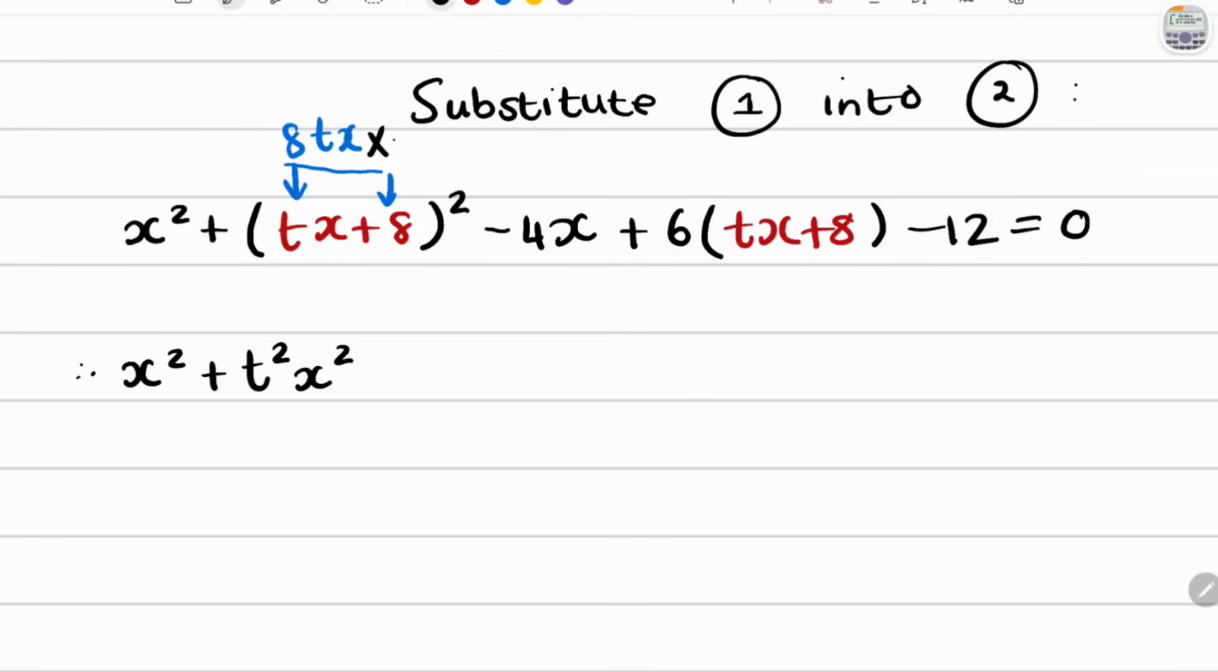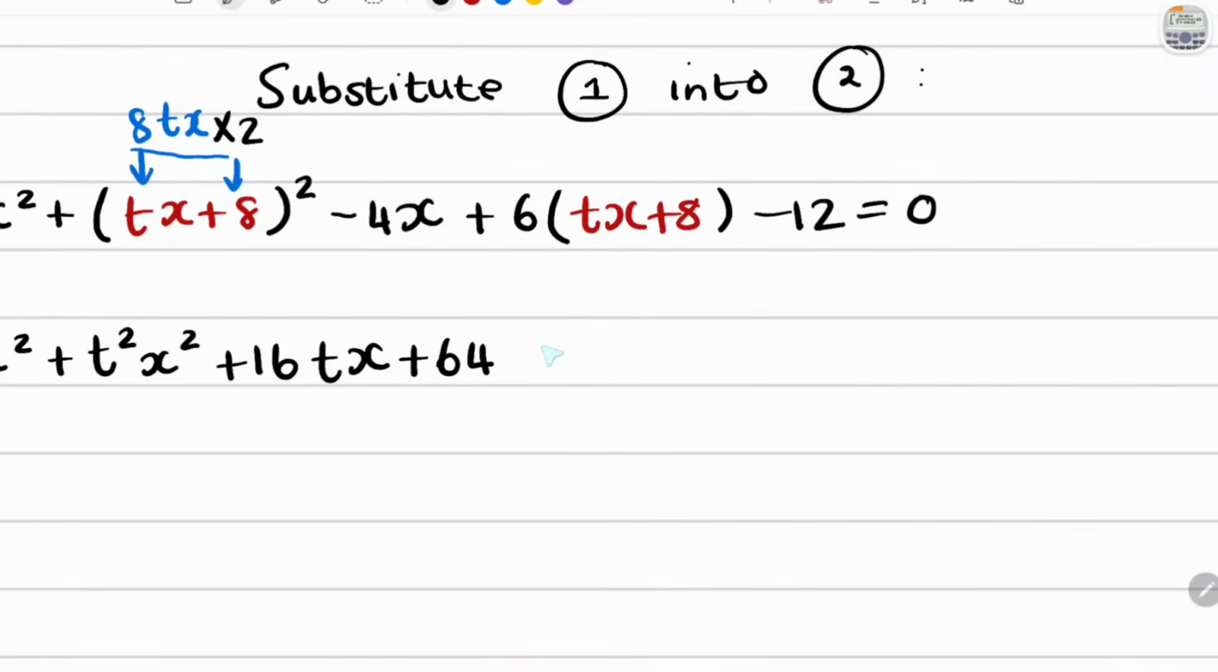Then you need to multiply that by 2. So we get positive 16tx. Then square the last term, which is positive 64. Okay, then we have minus 4x. Then let's distribute. That's going to be positive 6tx, and that's going to give us positive 48 and then minus 12.